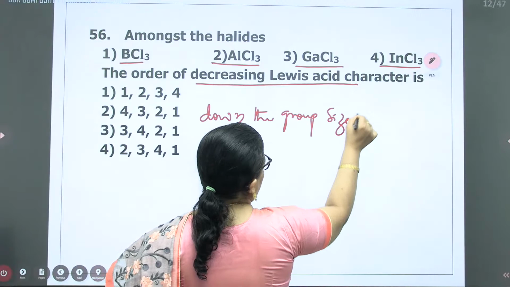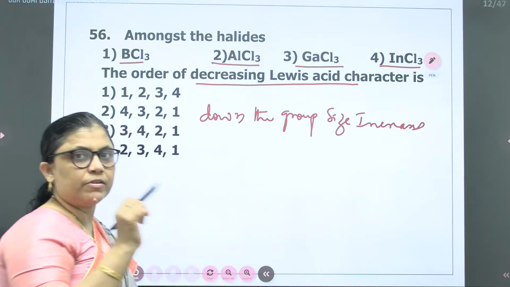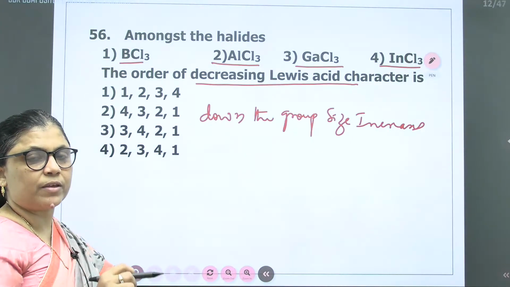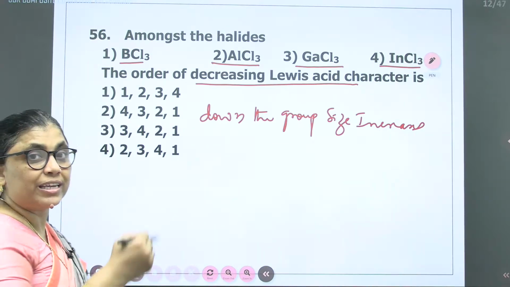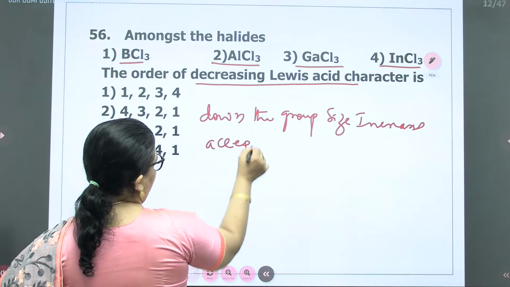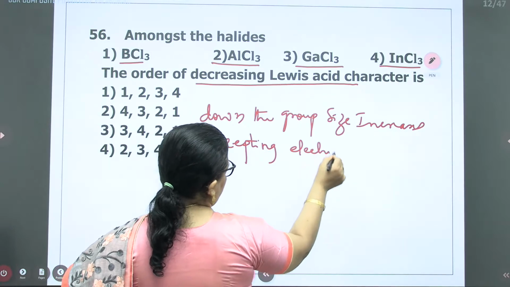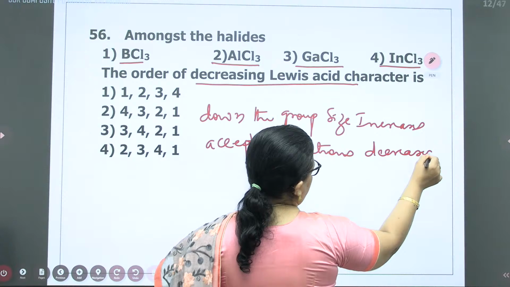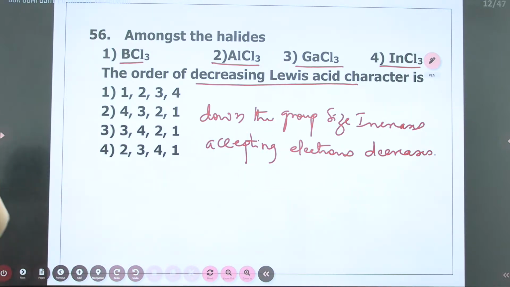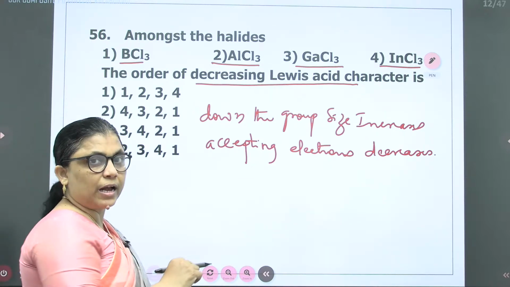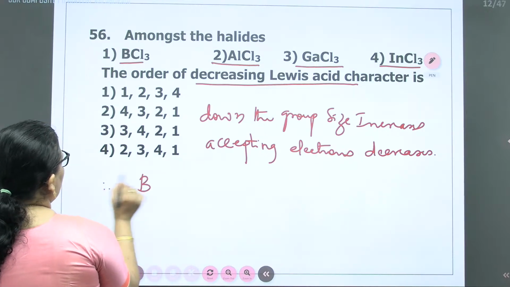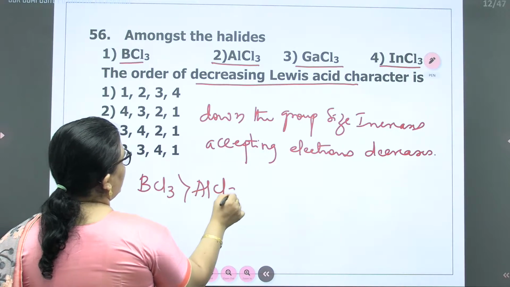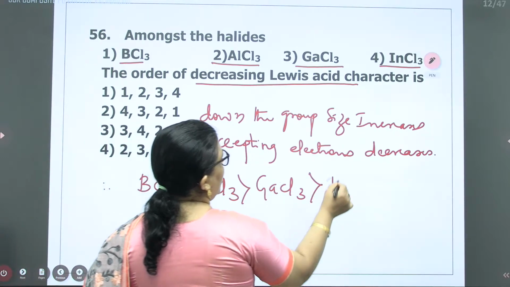Down the group, size increases. As I said, Lewis acids are nothing but the species which are capable of accepting one or more lone pairs of electrons. As the size increases, the capability of accepting the electron decreases. The electron accepting capacity is going to decrease. That's why, with respect to question number 56, always remember that BCl3 will be strongest, whereas indium will be least. Therefore, we write BCl3 greater than AlCl3 greater than GaCl3 greater than InCl3.